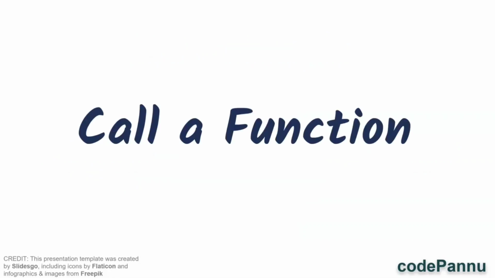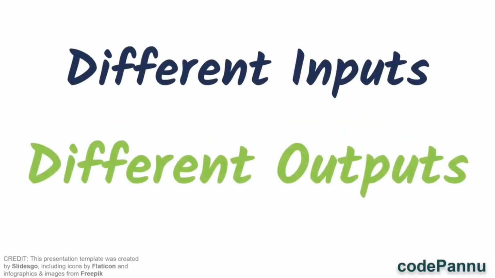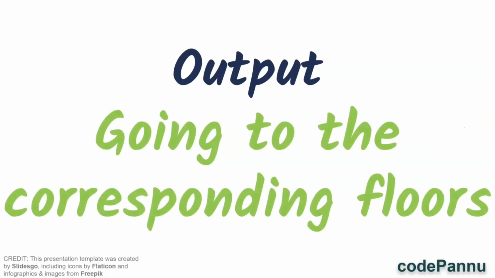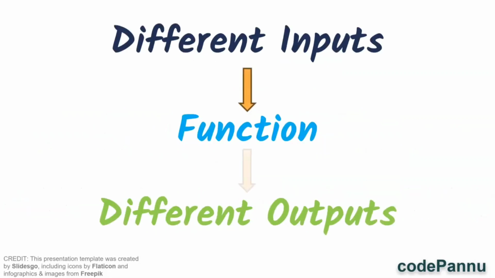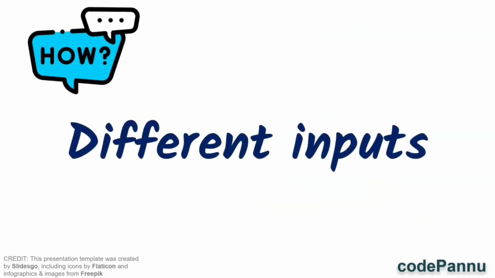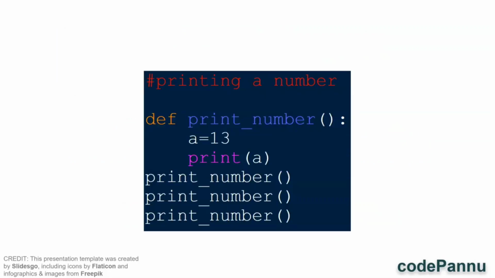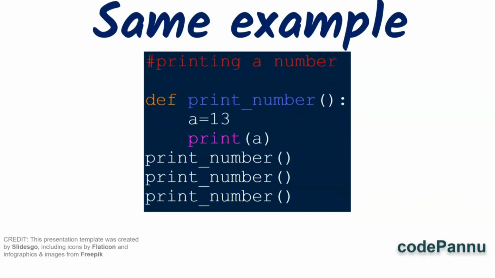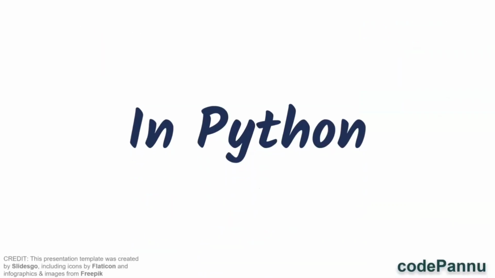In the same way, whenever we call our function, if we give 3 different inputs, we will get 3 different outputs. The input is like pressing the floor numbers and the output is like going to the corresponding floors. So we know that giving different input to the same function will give different output. Shall we see the method how to give different inputs? Let us take the same example we used in our previous code to print a number and let us see how to give inputs to this function so we can get different outputs.